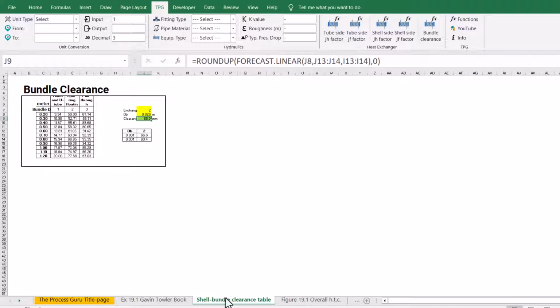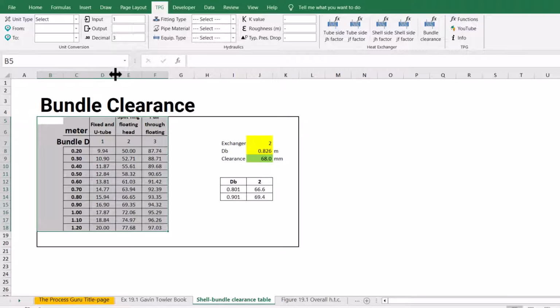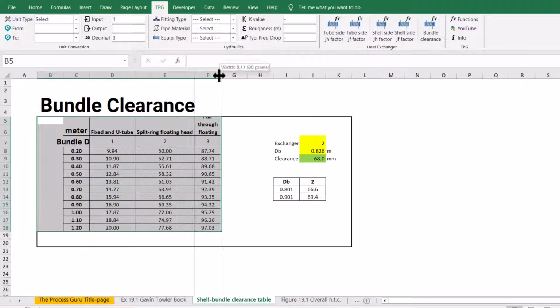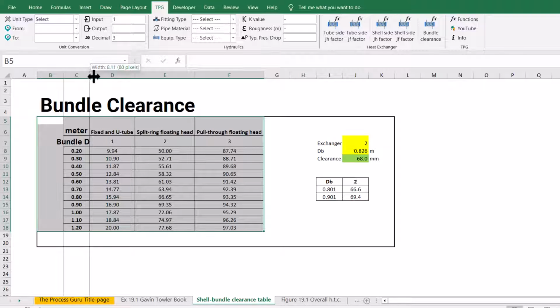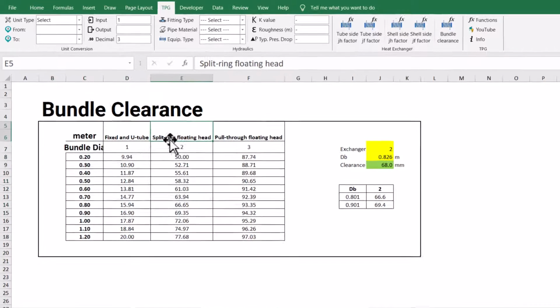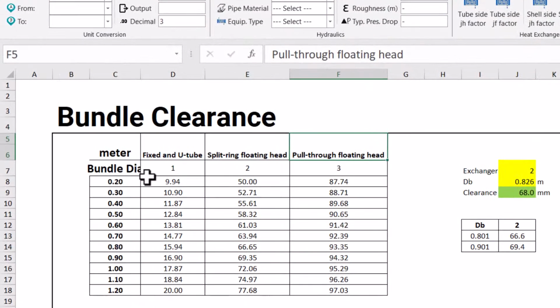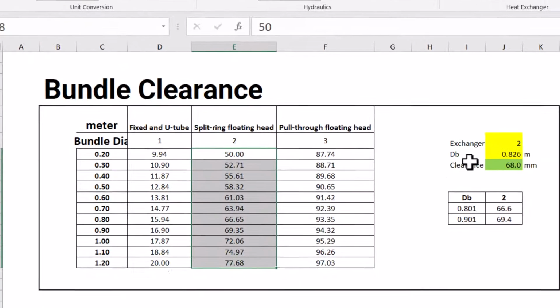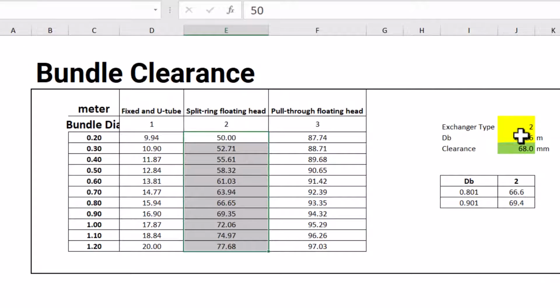When you click this, a new tab is opened, and what you are seeing here is the graph data in tabular format. Maybe let me zoom in. Three different types of heat exchangers are shown: fixed tube, split ring, and pull through. And for different bundle diameters, how the clearance changes is shown. Here I have developed one small program where we need to select the exchanger type. For example, in our case it is split ring floating head, which is number 2.